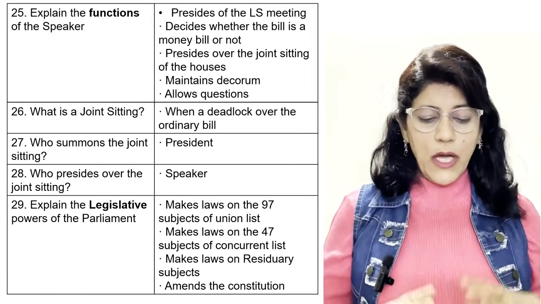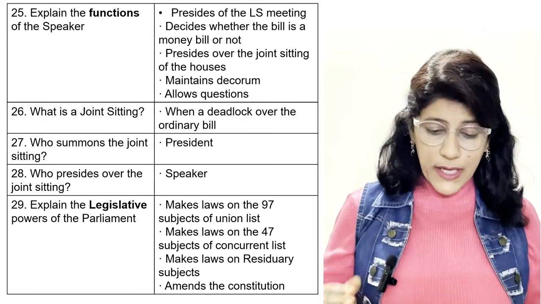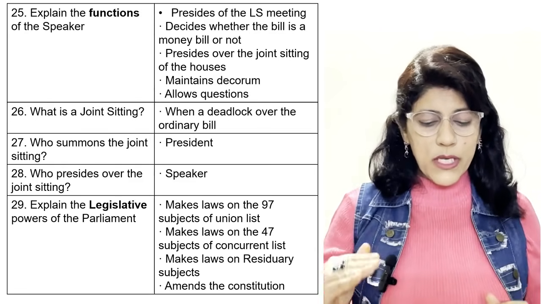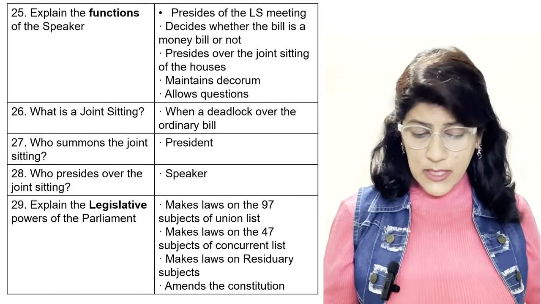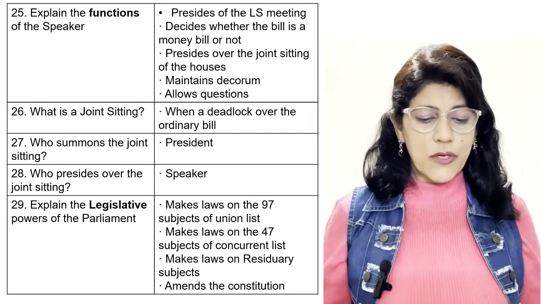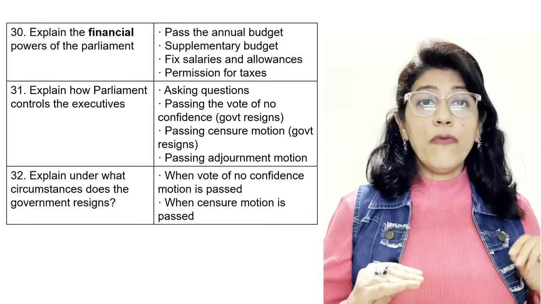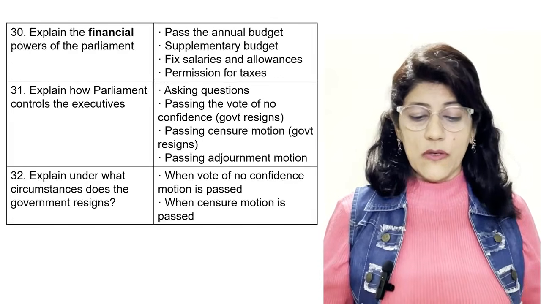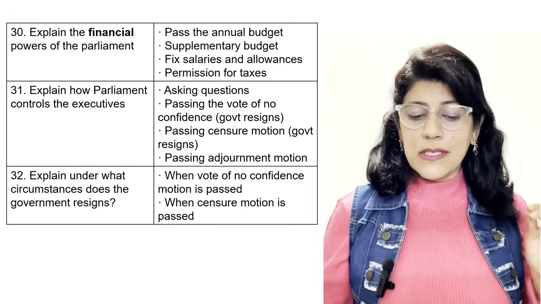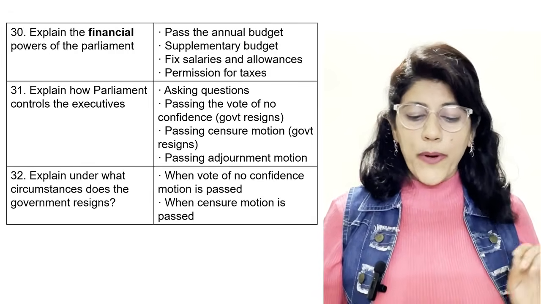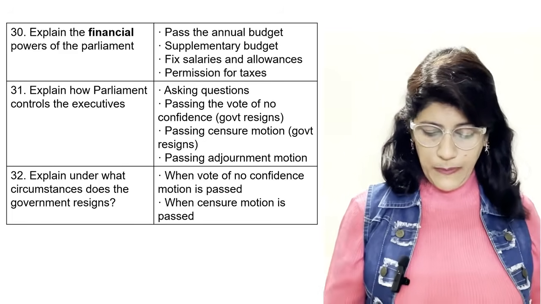Make laws on the 97 subjects of the Union list. Make laws on the 47 subjects of the concurrent list. Make laws on residuary subjects and amend the Constitution. Explain the financial powers of the Parliament. Pass the annual budget, supplementary budget, fix salaries and allowances, permission for taxes.